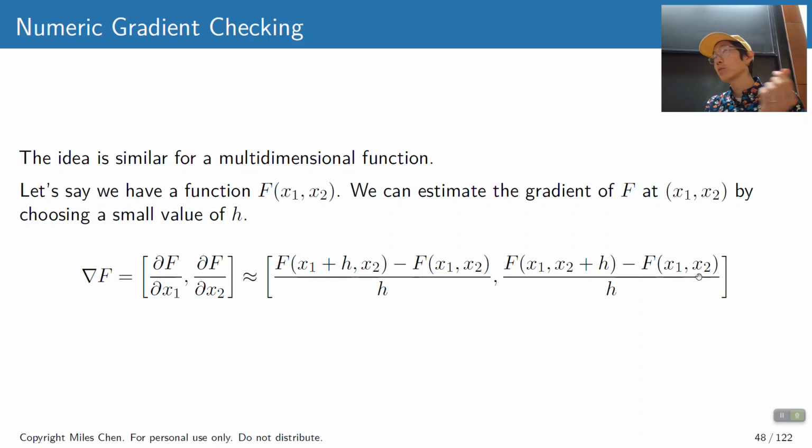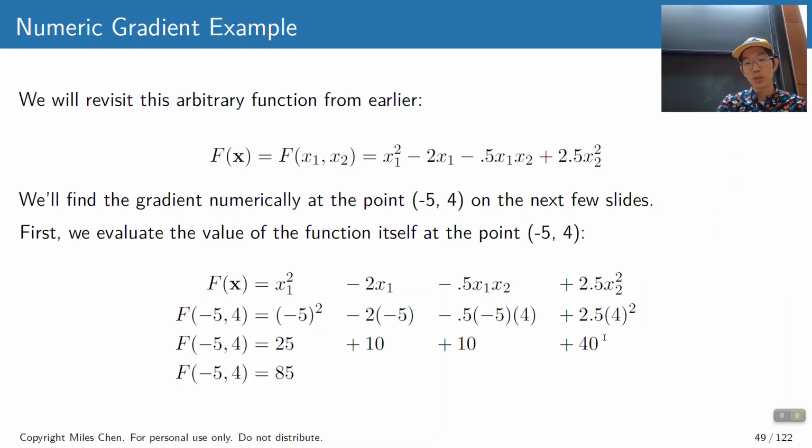You do the same thing for x2. You say, all right, here's my function at x1 and x2. I'm going to add a tiny little h to just x2. We leave x1 the same. How much did my function change when I added a tiny little h to x2? And then we divide that change by h. So let me do an example here.